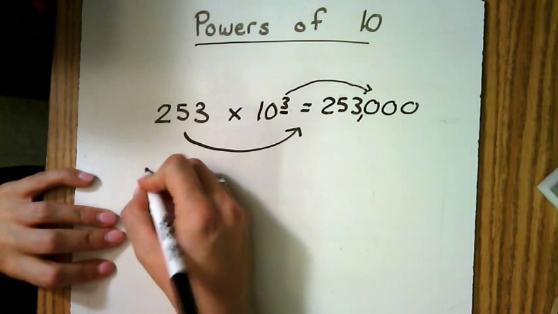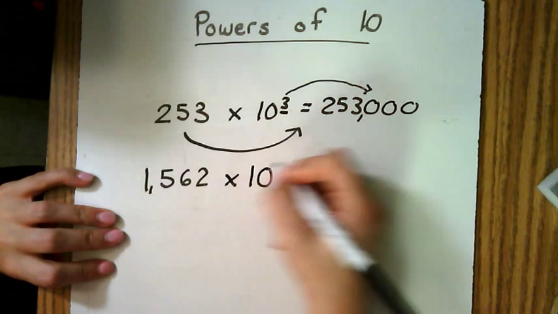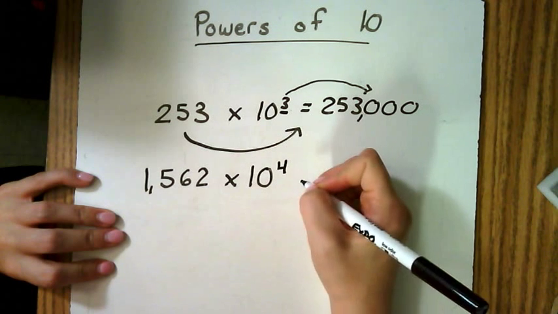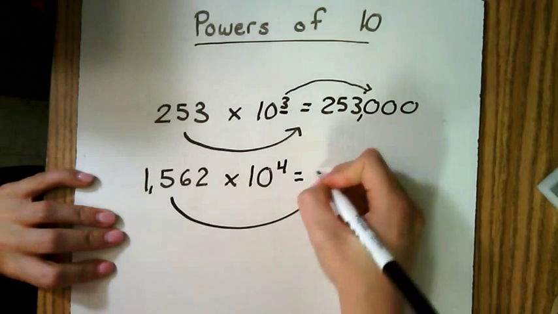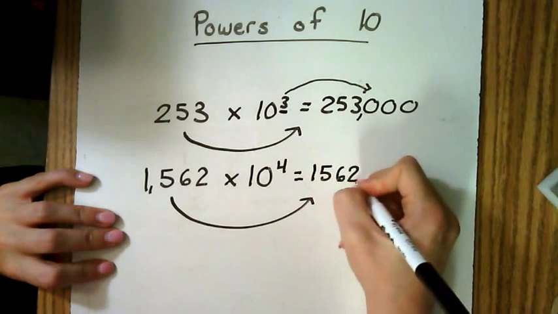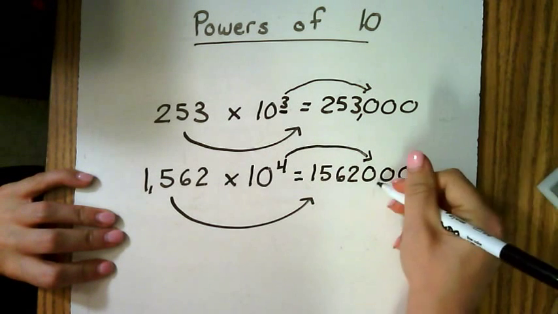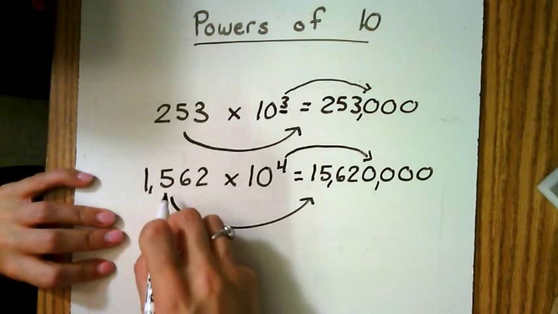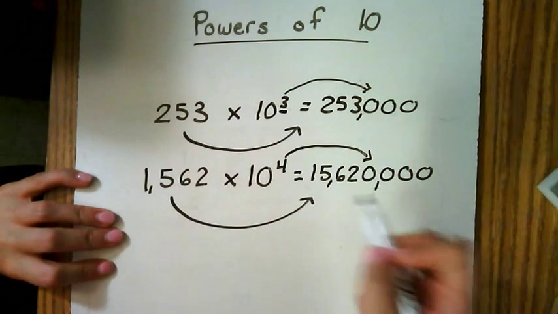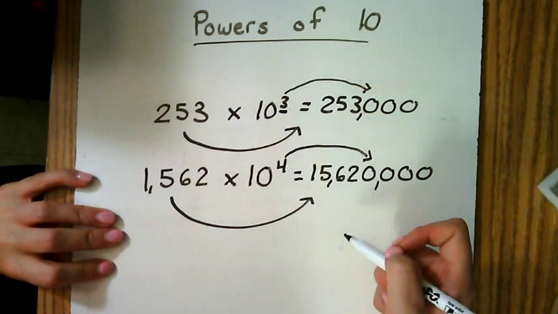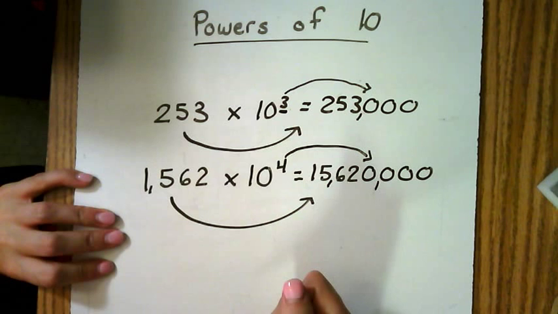Let's try another one. What about 1,562 times 10 to the fourth? It's going to be a big number, isn't it? But we can do it if we use our trick. We bring over our number, 1562, and then we add on those 4 zeros. 1, 2, 3, 4. And so we see that 1,562 times 10 to the fourth equals 15,620,000. All right? So that's just a quick review of powers of 10 in multiplication.